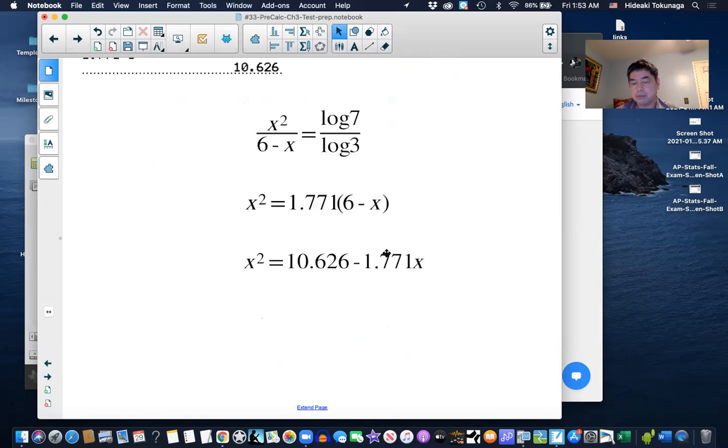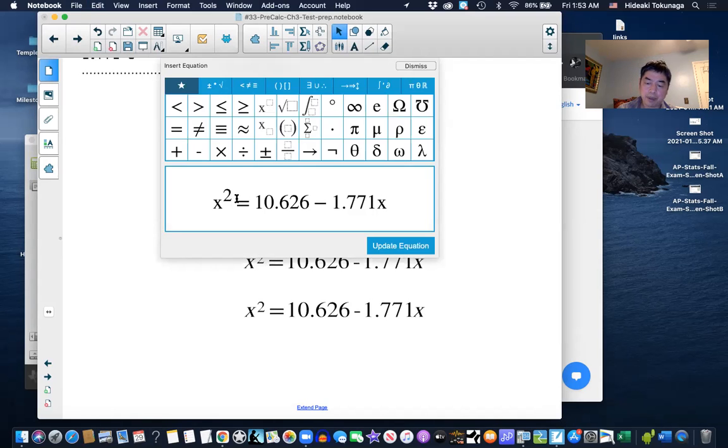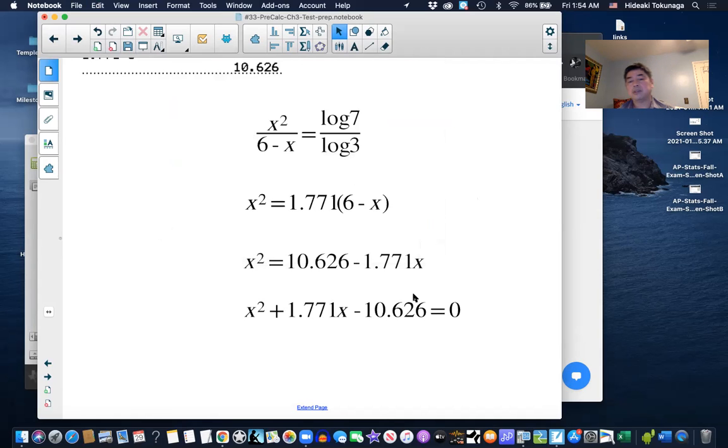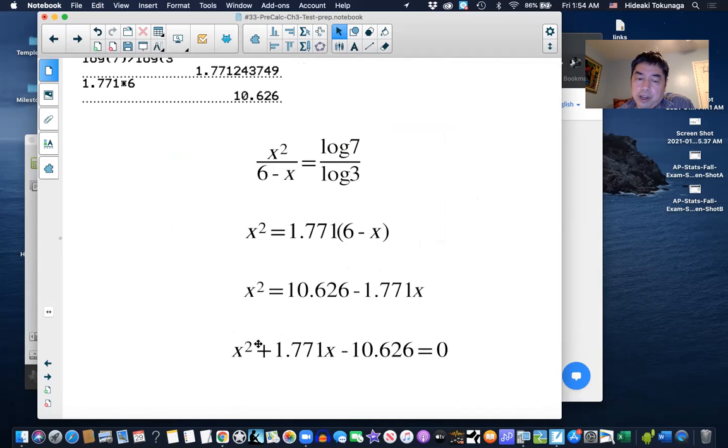Now I put this back on the left-hand side. I'm sorry, it's like ping pong, you go back and forth. So it's going to be plus 1.771x. So this is going to be deleted. And I said minus 10.626, and this is going to be 0. Then you run the quadratic equation. Okay, so then you solve for x.